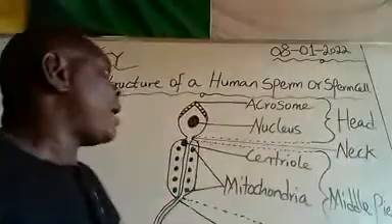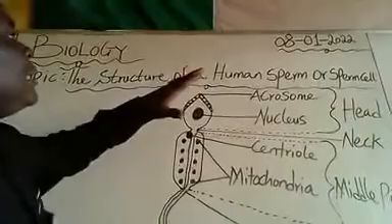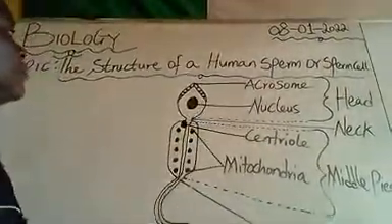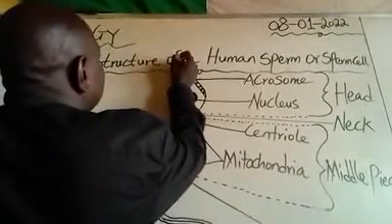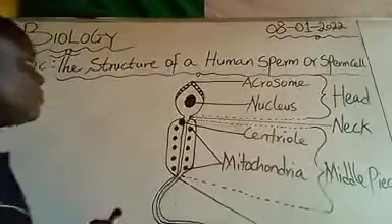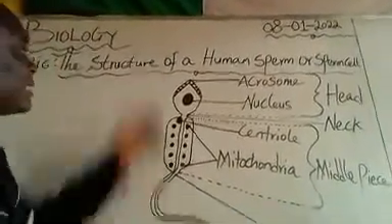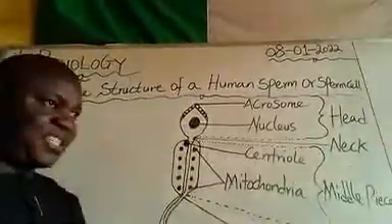Right now, I am going to explain the structure of a human sperm or sperm cell in the field of biology. I have drawn the diagram in the first place. Right now, I am going to explain the label parts.